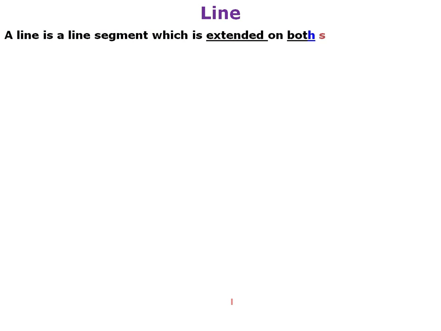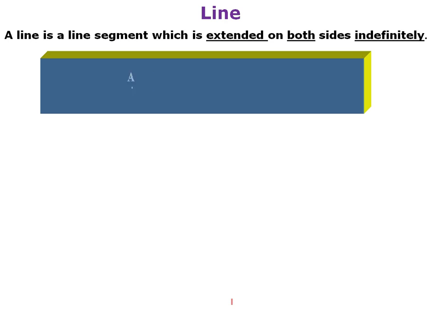Now the next term is line. So what is a line? A line is a line segment which is extended on both sides indefinitely. That means if a line segment is extended in both directions infinitely, then it will become a line. See how? Here point A is there, point B is there. You see, the line segment has been extended this side also and this side also. So it will become a line now.